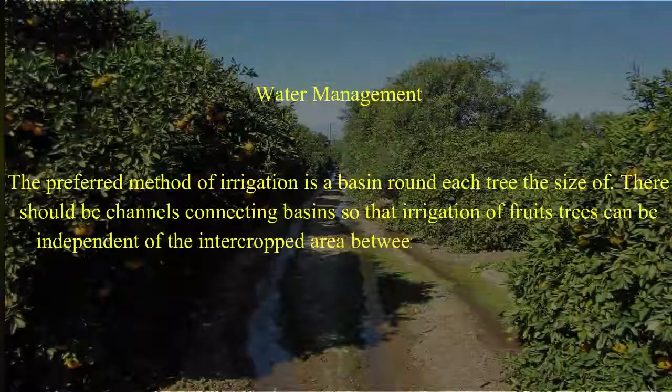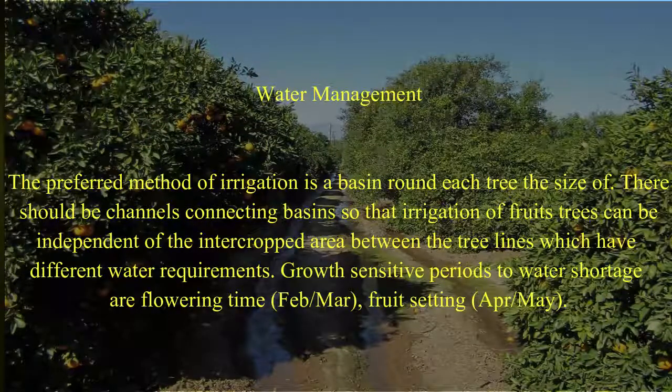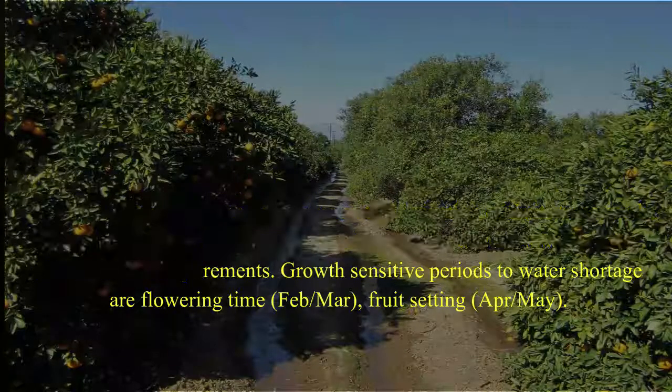Water management. The preferred method of irrigation is a basin around each tree. There should be channels connecting basins so that irrigation of fruit trees can be independent of the intercropped area between the tree lines, which have different water requirements. Growth-sensitive periods to water shortage are flowering time, February/March, and fruit setting, April/May.